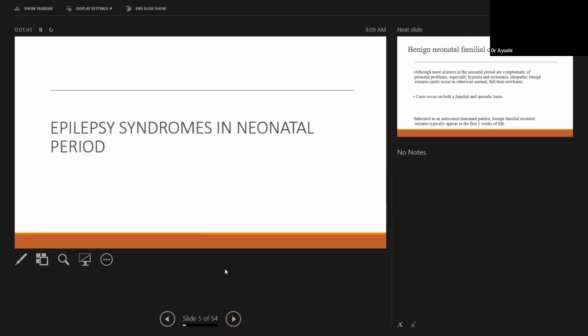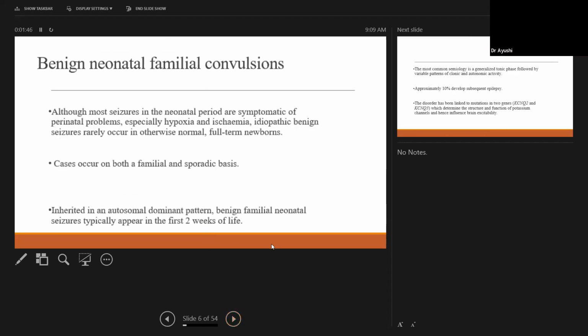So first is epilepsy syndromes in neonatal period. In this, our first syndrome will be benign neonatal familial convulsions. Now, although most seizures in the neonatal period are symptomatic of perinatal problems, especially hypoxia and ischemia, idiopathic benign seizures rarely occur in otherwise normal full-term newborns. Now, these cases can occur on both a familial and sporadic basis, and it is inherited in an autosomal dominant pattern, and it will typically appear in the first 2 weeks of life.